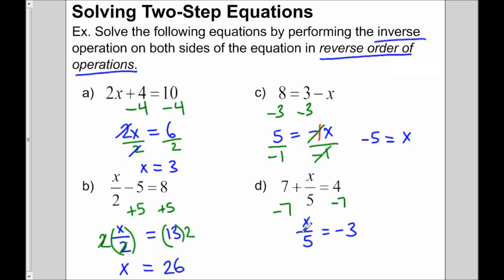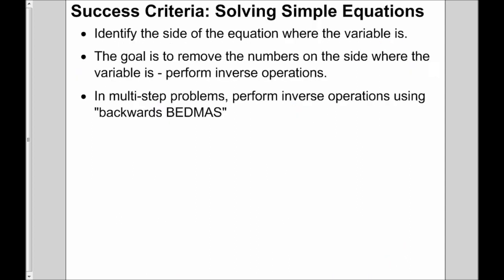X is being divided by 5, so I'm going to multiply by 5 on both sides. Again, we do the opposite. So 5 divided by 5 makes 1x, so I just write x, and that's equal to negative 15 when you multiply it out. Okay. So let's just focus on the success criteria here.